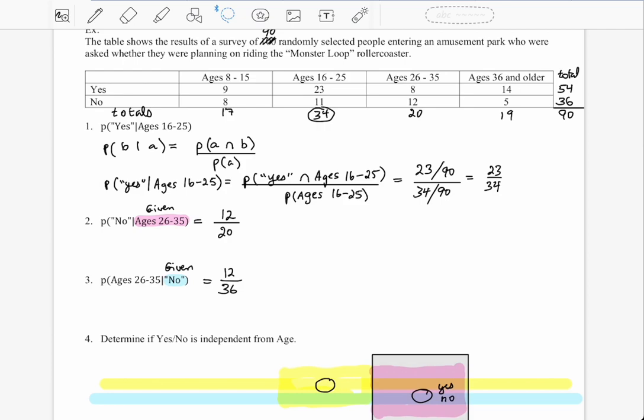So we're looking at only the individuals who said no. So that would be this group here. All right, so ignoring the rest of the table. The rest of the table does not exist. This is all we care about. Then from this set, I'm just going to look for anybody who fell in the 26 to 35 interval. So in that blue line, there's only one cell that contains the 26 to 35 individuals. And that's those 12 people. So it would be 12 out of the 36.